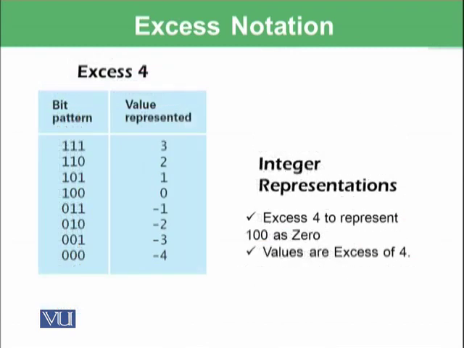So let's see excess 4, where 100 represents 0. Here you can see the excess 4 notation, where again we have written from 0 upward, and wherever we find this 1 in the most significant bit, that represents the value 0, with the following ones for positive and the preceding ones for negative numbers.